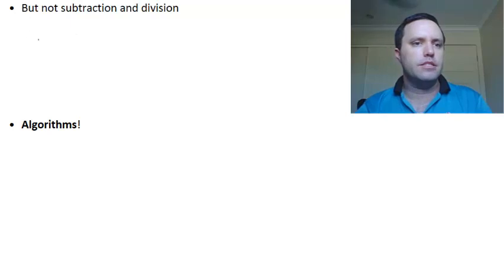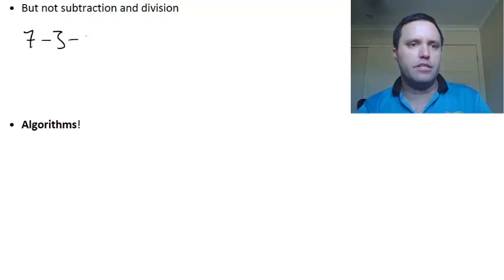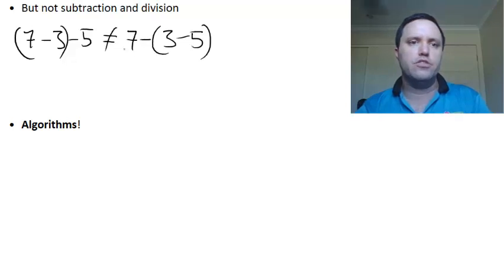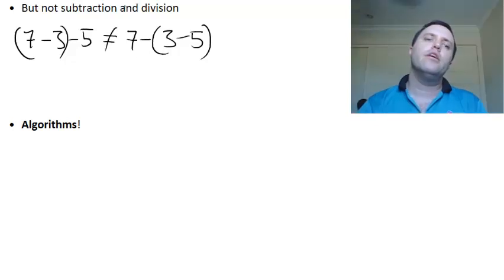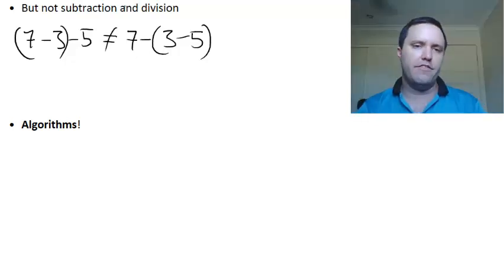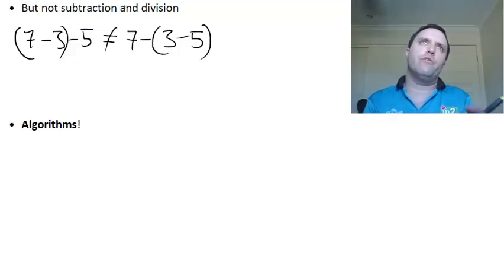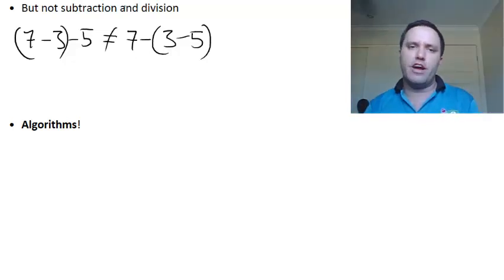That means, for instance, if it was 7 take 3 take 5, that is not the same as 7 take (3 take 5). Those two would not equal the same number. So you wouldn't be able to carry it out like that, so you just need to be careful. Same with division. You can't switch the order with division. It helps a lot when we move away from the division symbol and move to fractions instead.